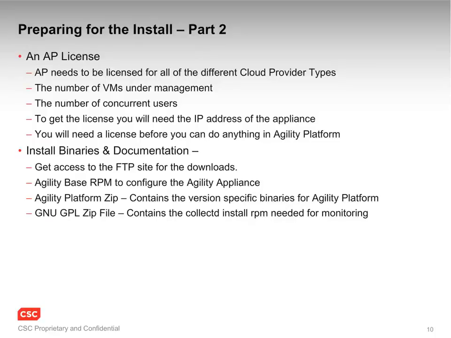The next thing, sort of common sense but pretty important, make sure you have your install binaries all set up and configured. You can get those from the FTP site. Agility Platform base RPM configures the base Agility appliance and the OS configurations. It also installs key components. The Agility Platform zip file, also critical. That's the actual Agility Platform install itself. And the general public license zip file for some of the open source components, particularly CollectD, which is used for reporting.